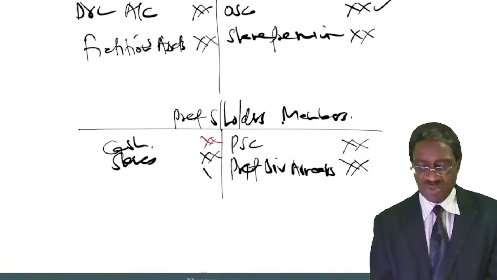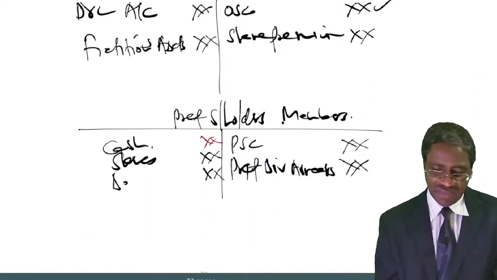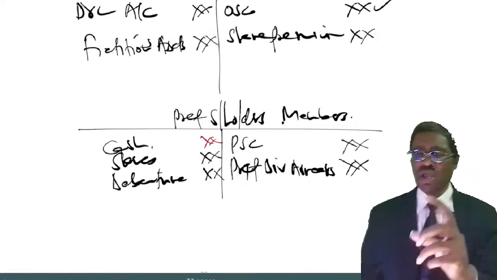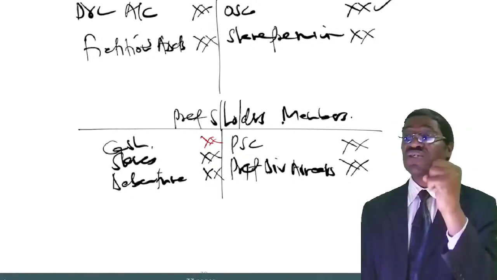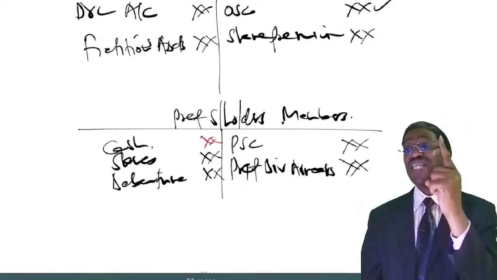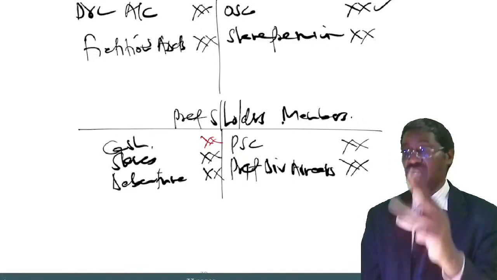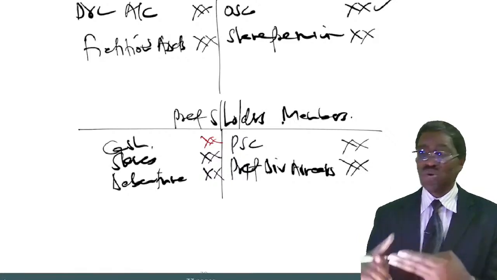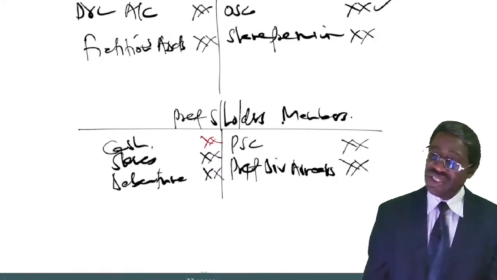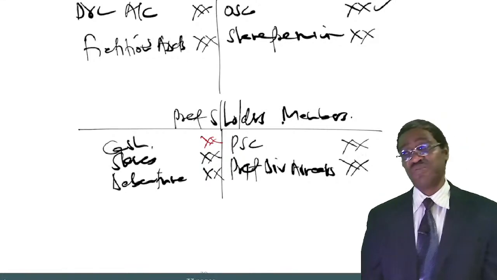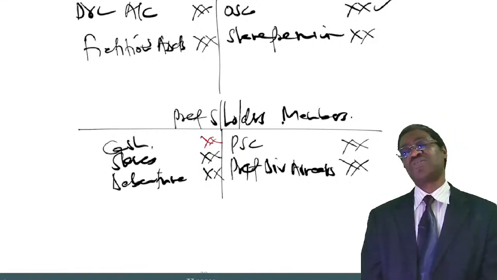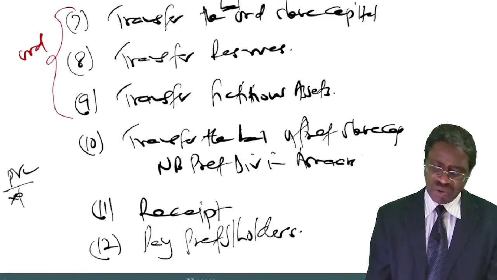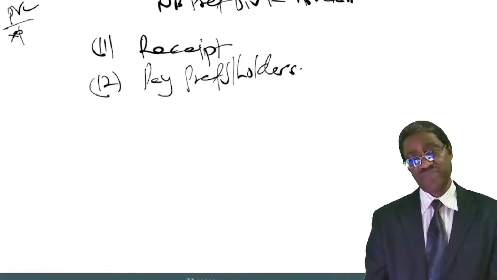That's preference shareholders' members. So I've done step number 12, which says, pay the preference shareholders what is due to them, either in form of cash, shares, or debentures. You credit cash, credit shares, credit debentures, and you debit the shareholders' members. That's your liability. Number 13.